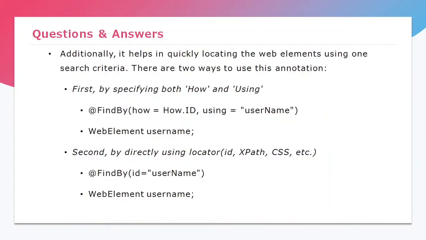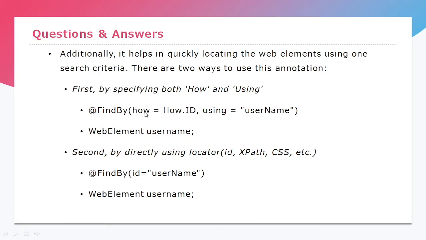Let's go to the next slide, that is additionally, it helps in quickly locating the web elements using one of the search criteria. So we can see what are the different ways of using that. So first method is specifying the how and using. So @FindBy(how = How.ID, using = "username"). So id is equal to username. This value we are providing.